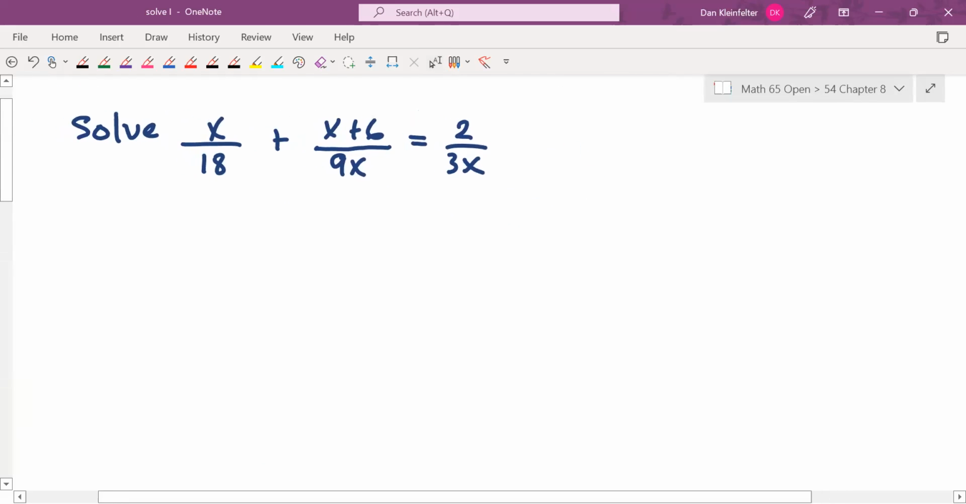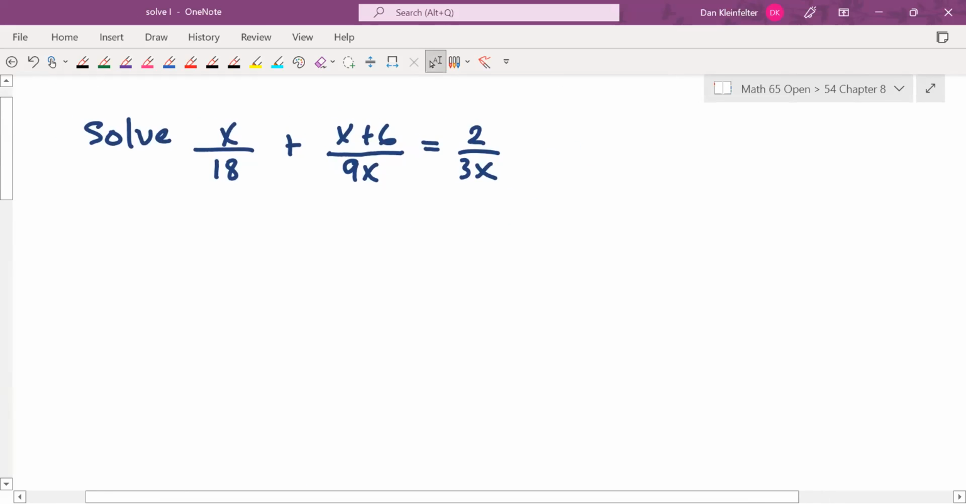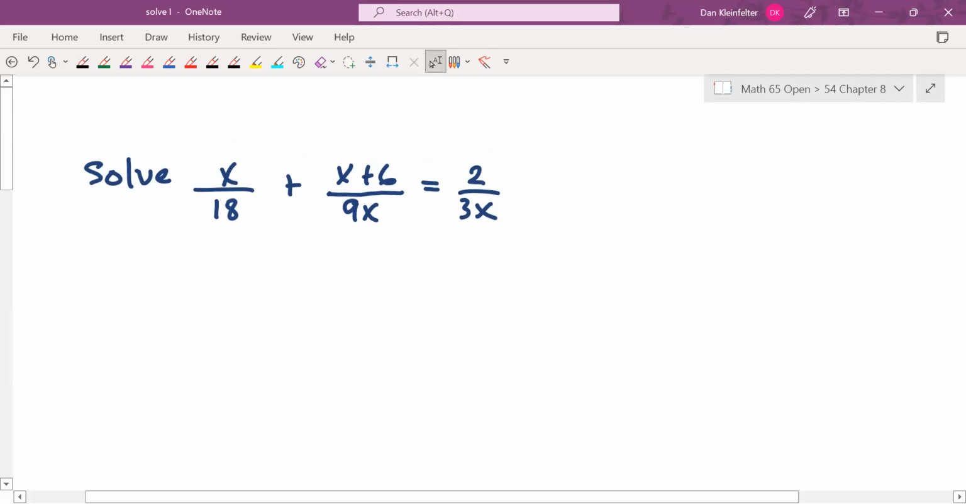So there's that. So let's try this again. So now this equation has 3 terms in it. As before, we will go through and note what values of the variable need to be excluded. So it looks like x just can't be 0 in this one. And the LCD for 9x and 3x and 18 looks like 18x. So we're going to multiply both sides by 18x.